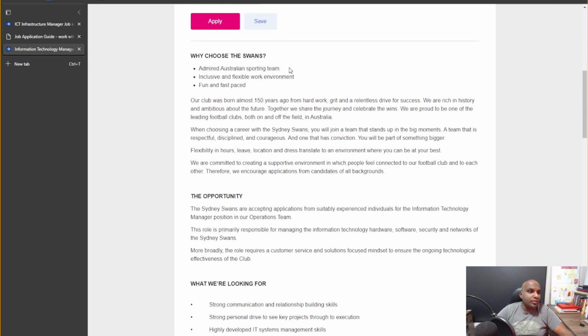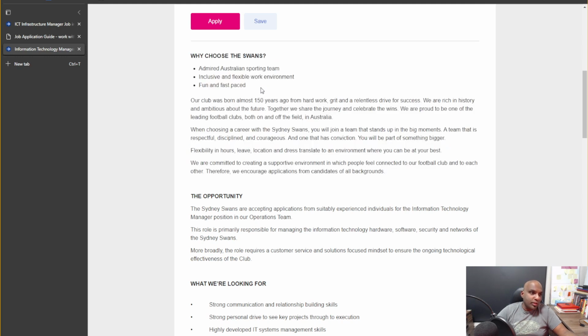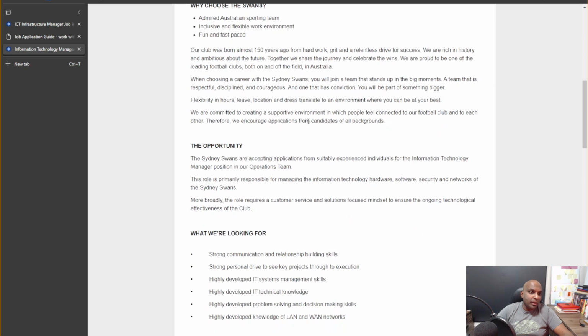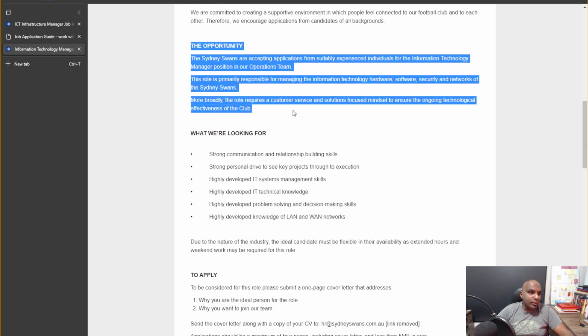So I'd look at this. Especially if I didn't know the business, I would be looking at this to see how they're presenting their business. In this case, I know it's a professional sporting club, so I can see that bit there, and I know about the club to an extent, but then I'll be looking at the opportunity.